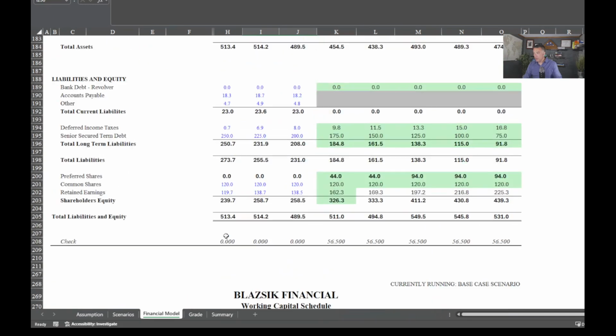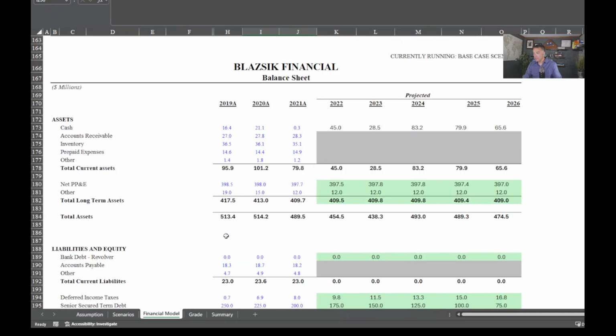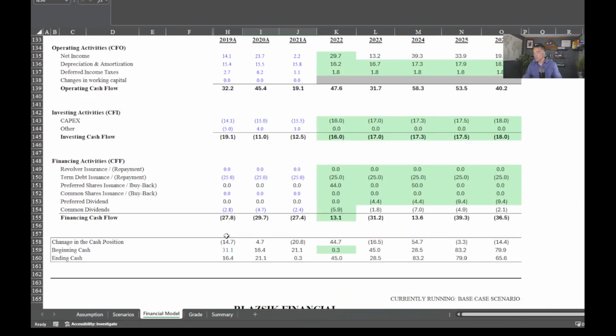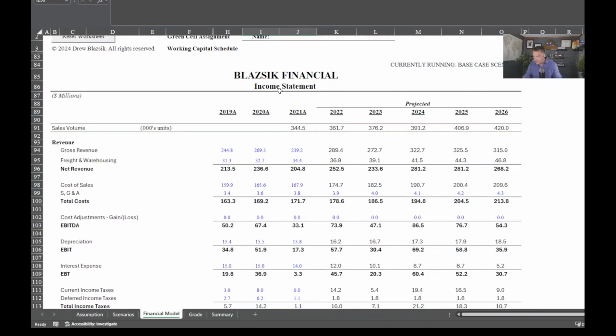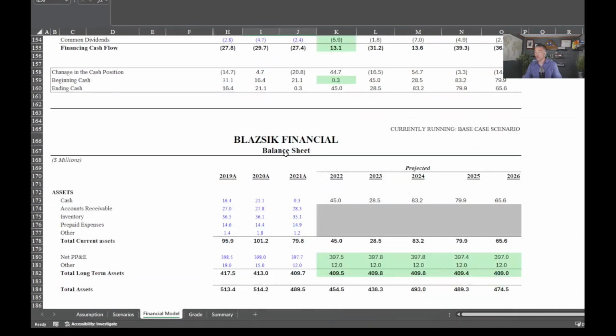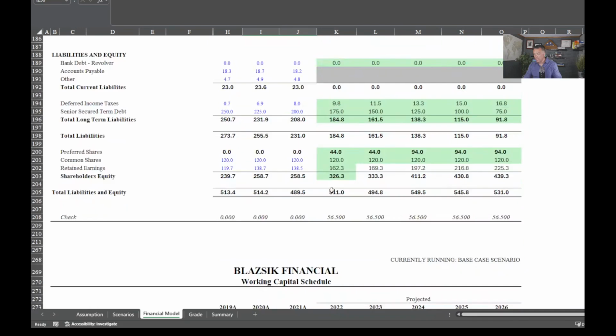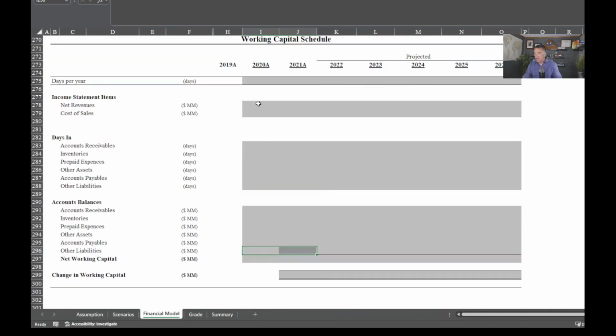We got the working capital. I'm going to scroll up. That means we need to plug stuff in the balance sheet. We need to plug it in the cash flow statement, and we will use the income statement to plug in numbers for our balance sheet because it doesn't have the gray. So that's the application. First thing I'm going to do is plug in our numbers from the income statement.